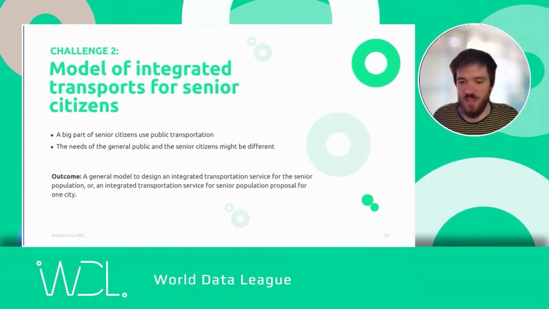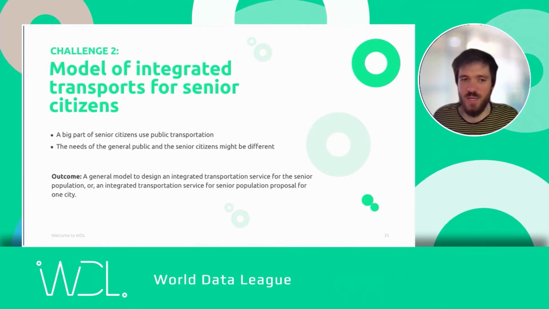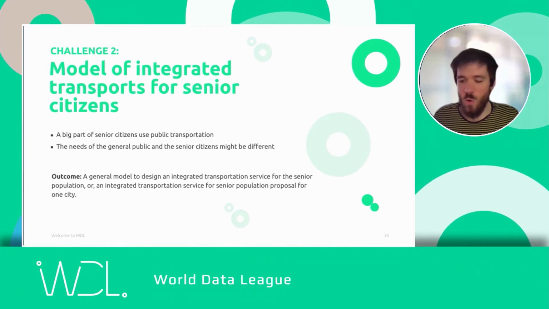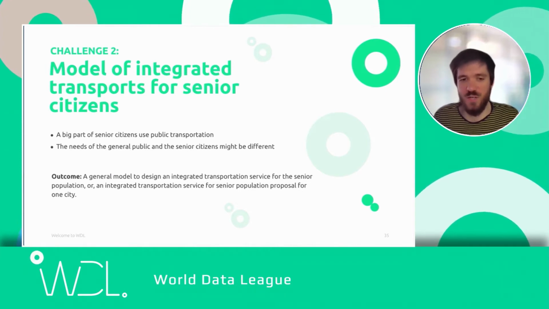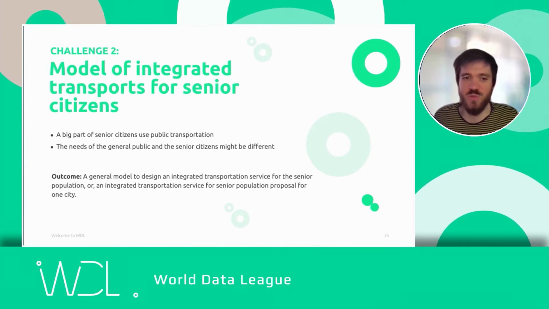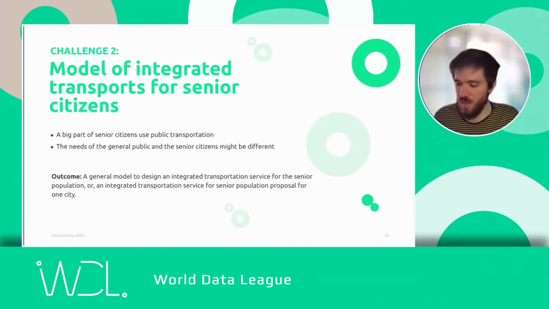So in the second challenge, what we want you to look at is a general model to design an integrated transportation service for the senior population. Or if you cannot come up with such a general model, to at least pick one of the cities that we have in our data sets and propose an integrated transportation service exactly for that city.